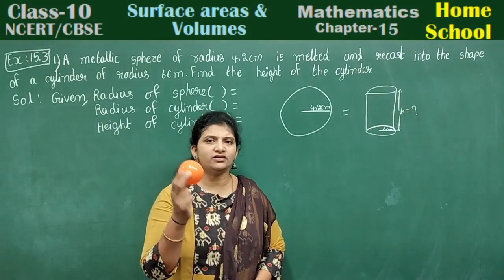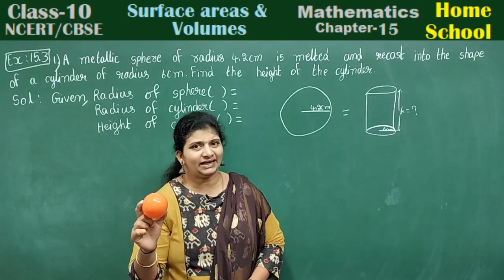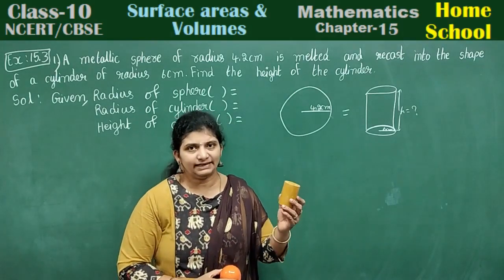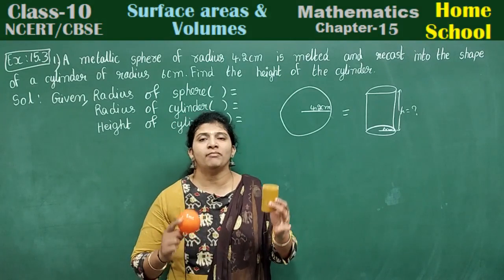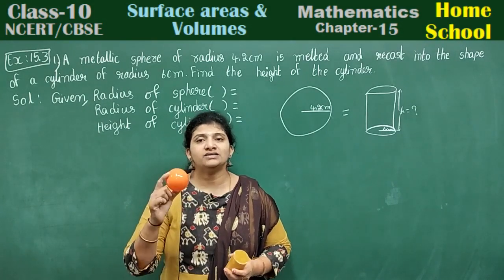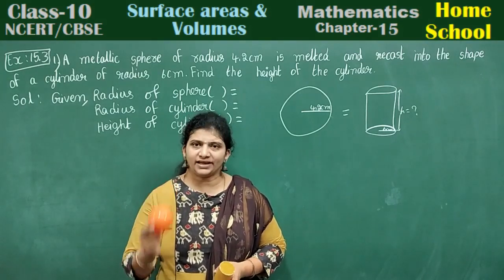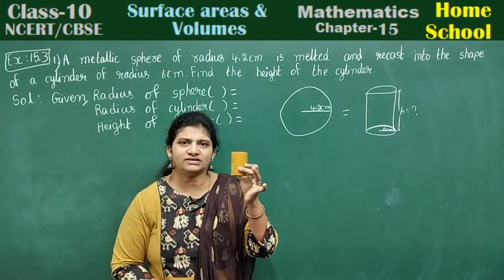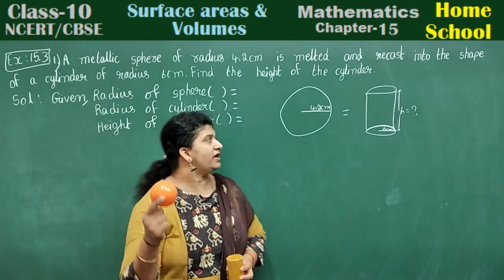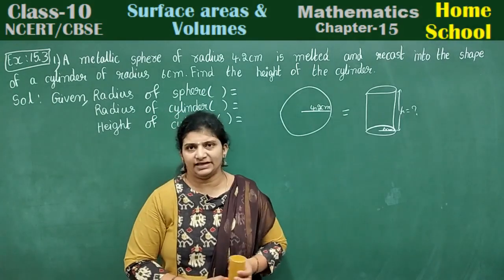Just imagine, this is a sphere. This sphere is melted and recast into the shape of a cylinder. Imagine any iron or any other solid cylinder being melted and recast into the shape of a cylinder, and both the radii will be different. Sphere radius is 4.2 centimeters. Cylinder radius is 6 centimeters.